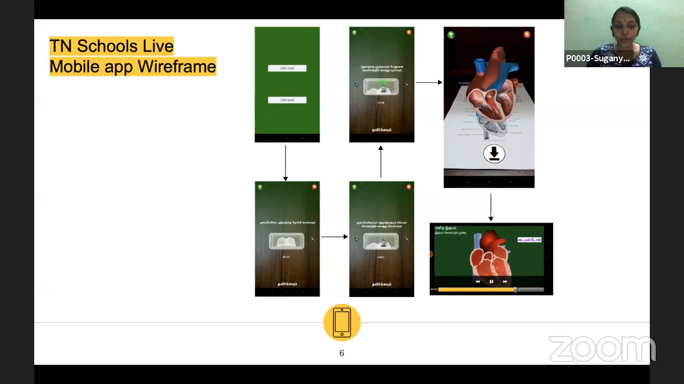So this is a wireframe of the TN Schools Live mobile app. This is the home screen, which has two options to choose from, either the 10th or 12th grade book.